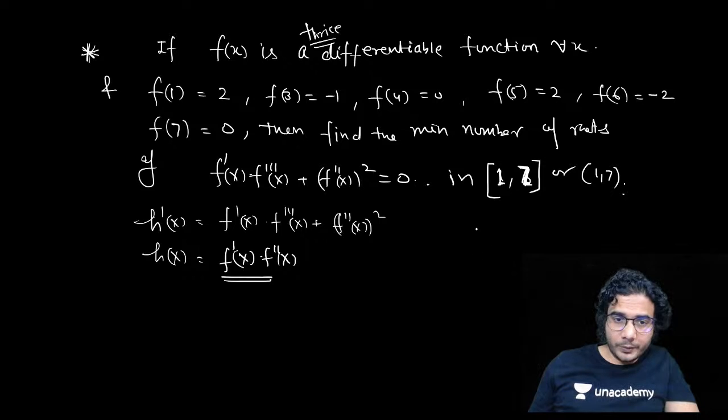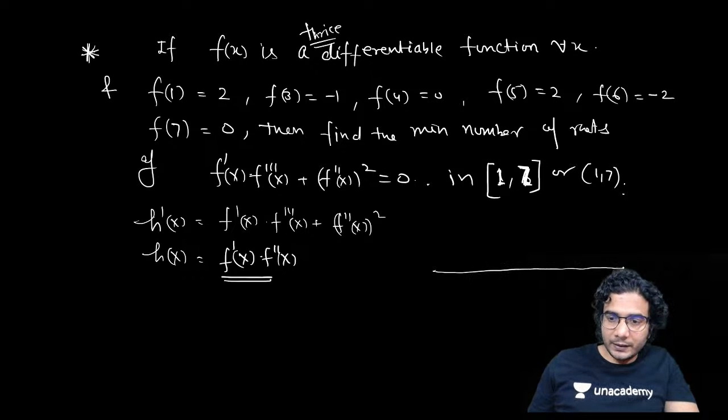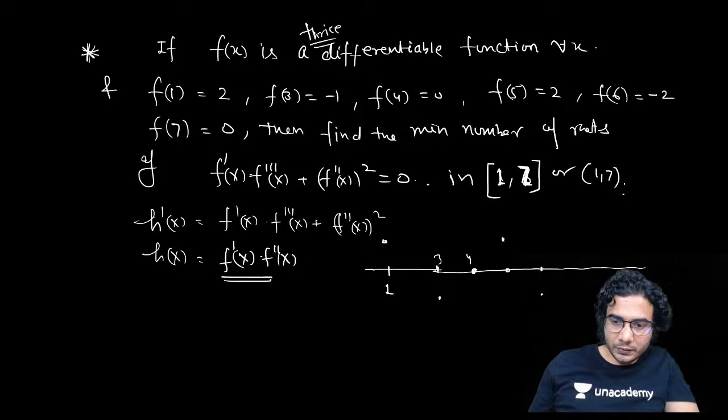Now see how many roots f x has. Because f x is a continuous function and some values are given, if we try to plot this function, then f of 1 is given 2. F is here. Then f of 3 is given -1, so f is here. Then f of 4 is given 0, so f of 4 is here. Then f of 5 is given 2, so f of 5 is 2 here. Then f of 6 is given -2, so f of 6 is -2 somewhere here. And f of 7 is given again 0, so f of 7 is 0.